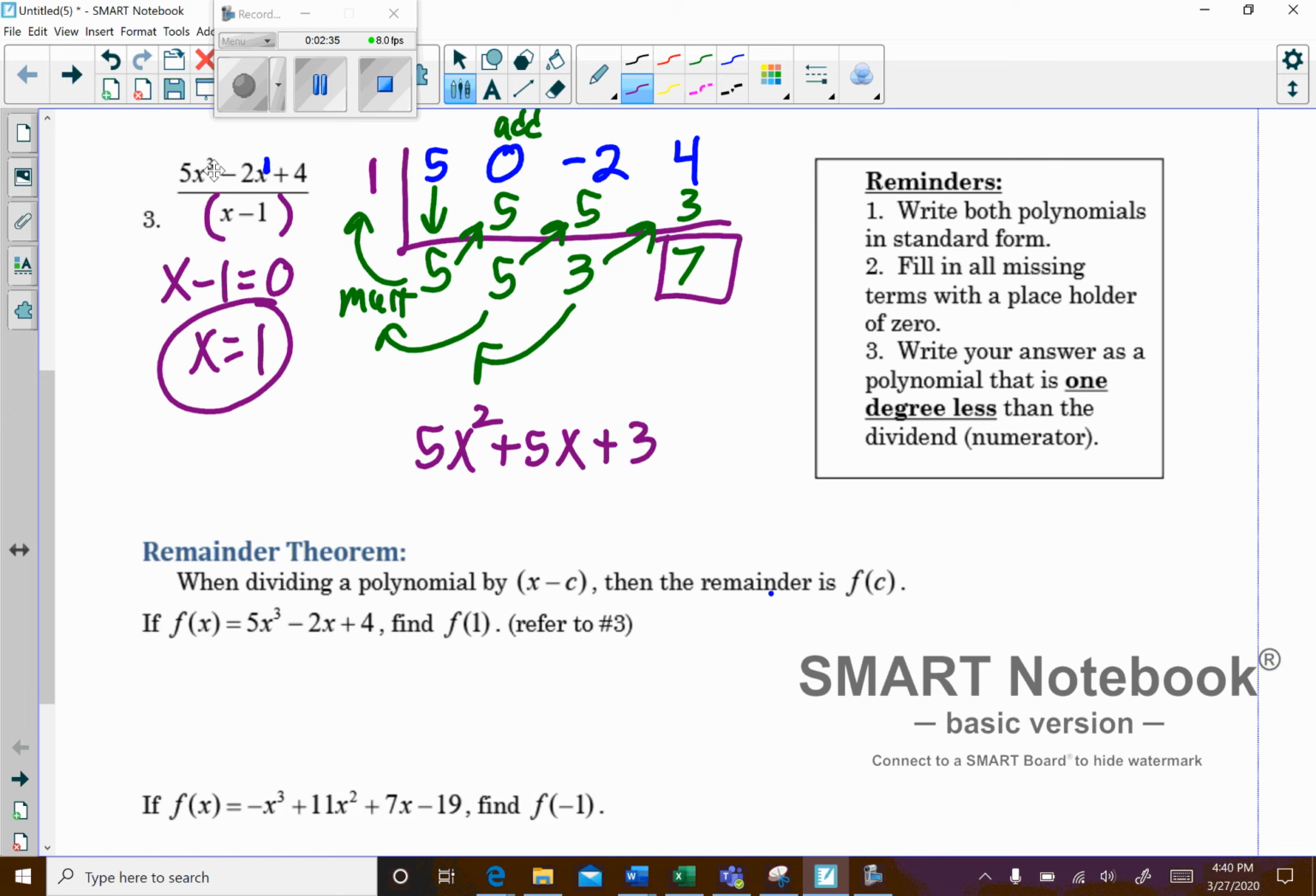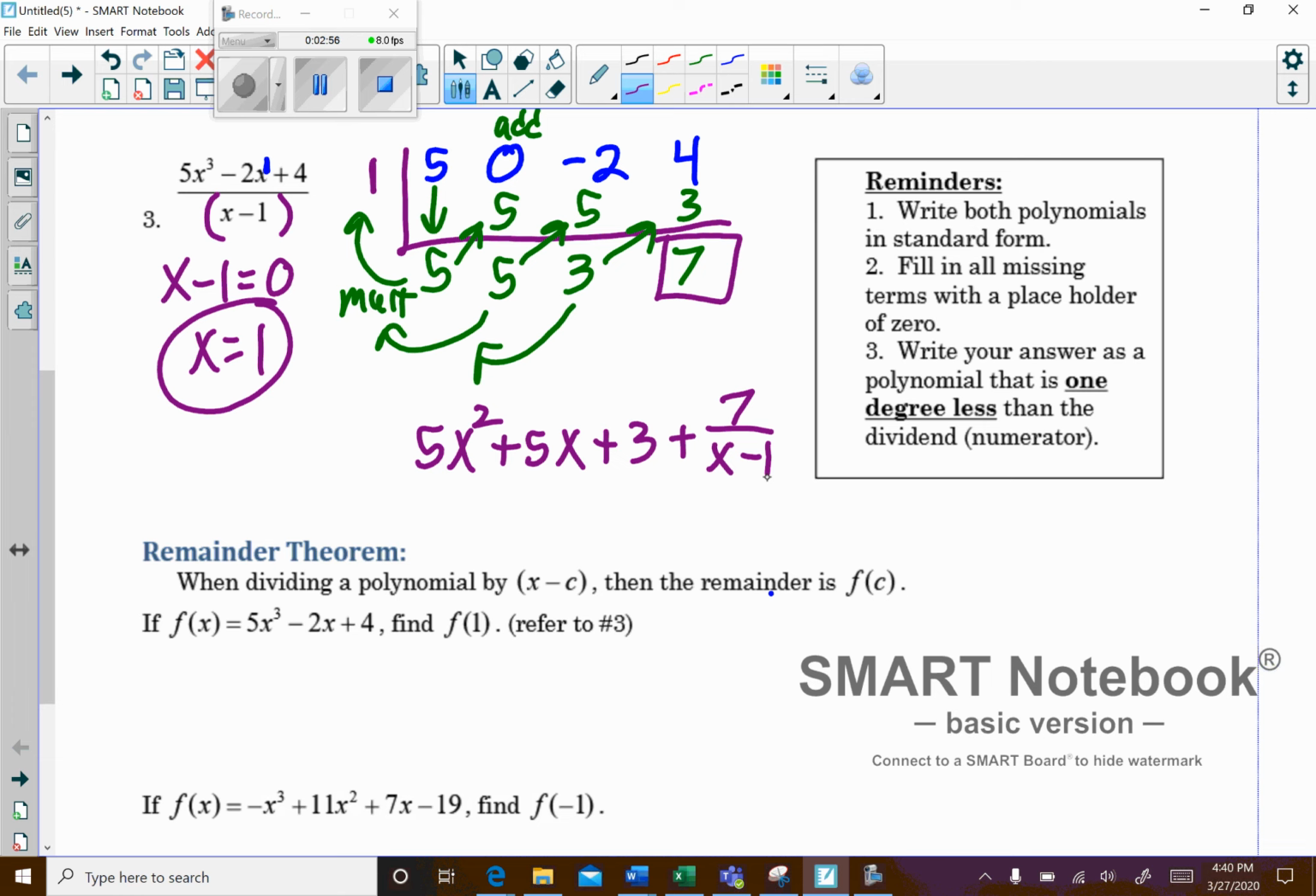So that's where all those come from. And so you just go down a power, and you just go in order. 2, 1, and then we didn't have a variable here. Now, my remainder is a 7, so you always put the remainder over your original divisor, which was x minus 1 in this case. Okay, so that's a review of dividing polynomials using synthetic division.